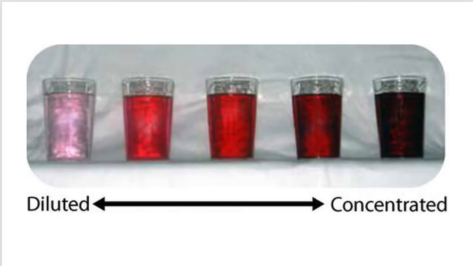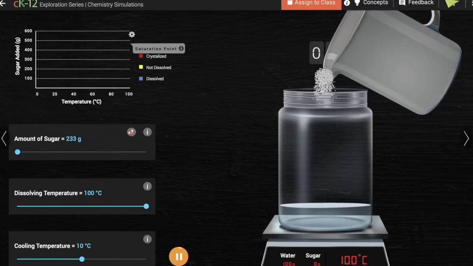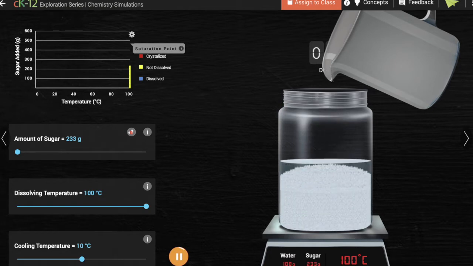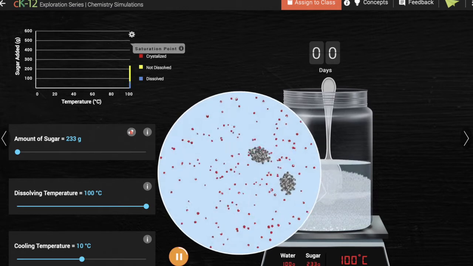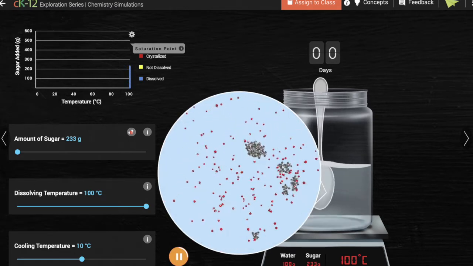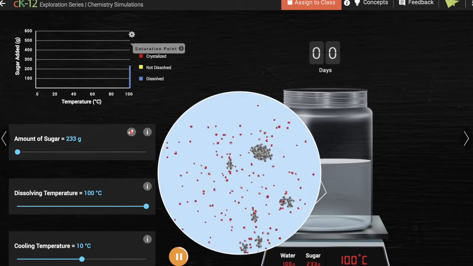A solution with low concentration of solute is called dilute, and a solution with high concentration of solute is called concentrated. Solubility can be affected by temperature. When you increase the kinetic energy, this allows the solvent molecules to more effectively break apart the solute molecules, or ionic compounds, that are held together by intermolecular attractions.